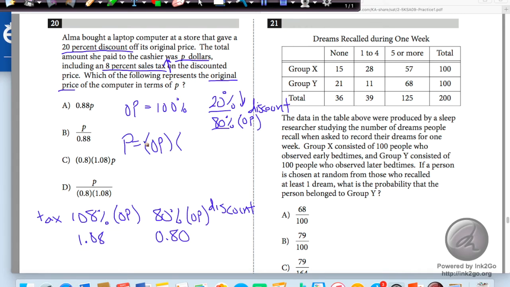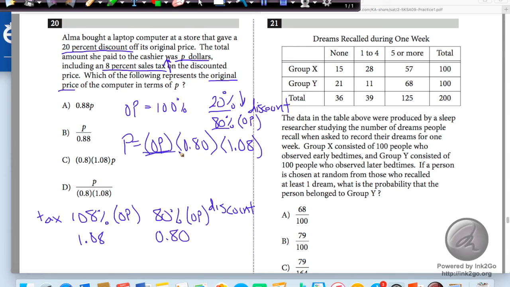So if my original price is taking into account the 100% of the original value, P is what she's paying, she's going to then pay 0.8 of that original price and include a sales tax of those things. So this is your tax of your 8% sales tax, and here your 0.8 is going to be represented by your 20% discount. The OP is representing your original price, and P is representing the total amount that she paid. But it asks you, what is the original price in terms of P?